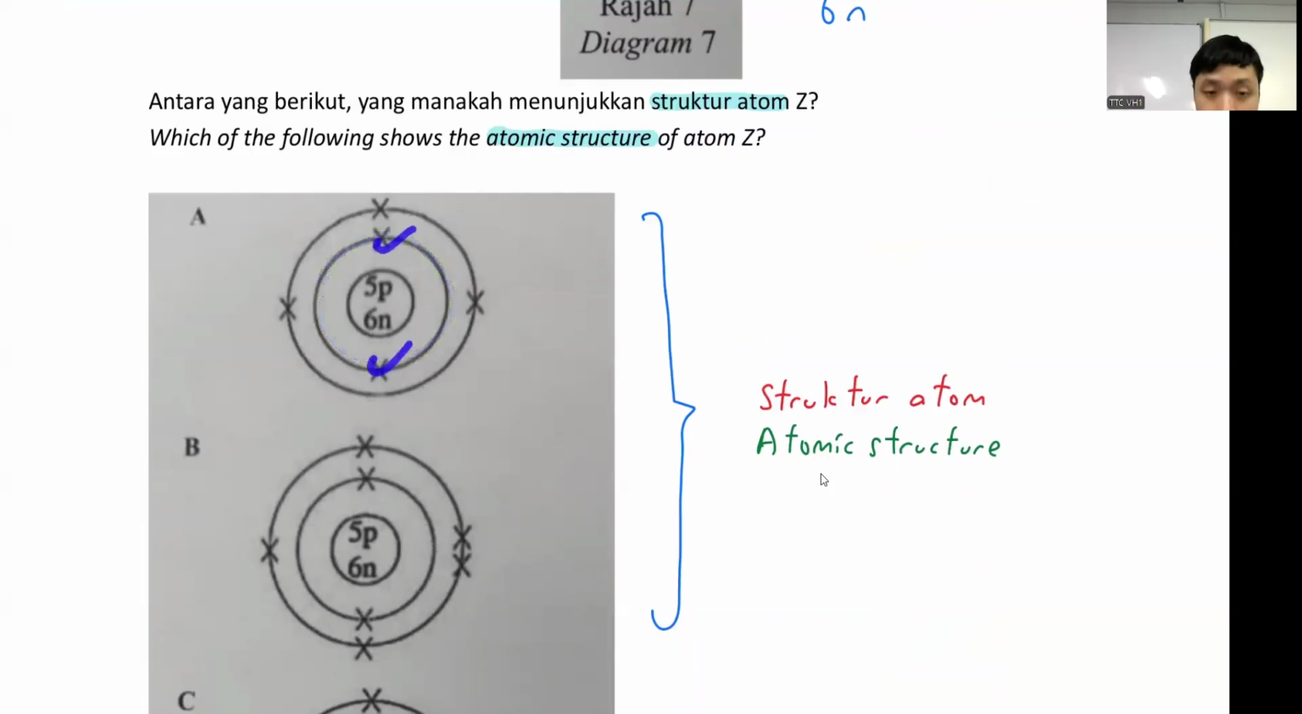Okay, 2, 3. So A is correct. Because B has 2.5, which means 7 electrons. Wrong.